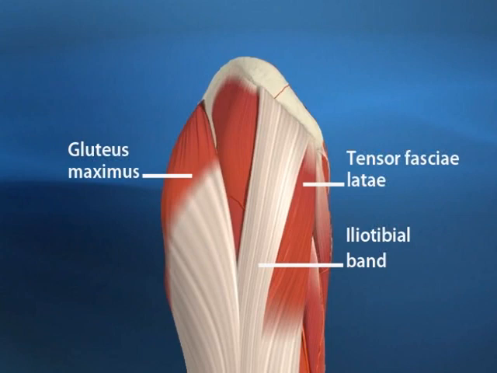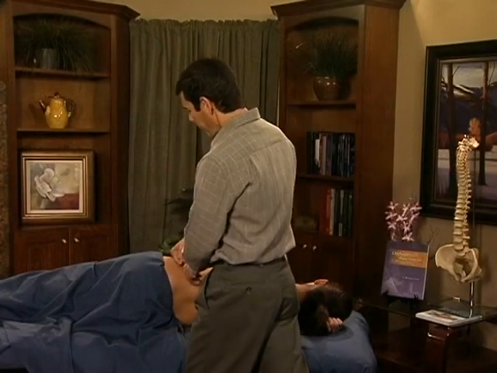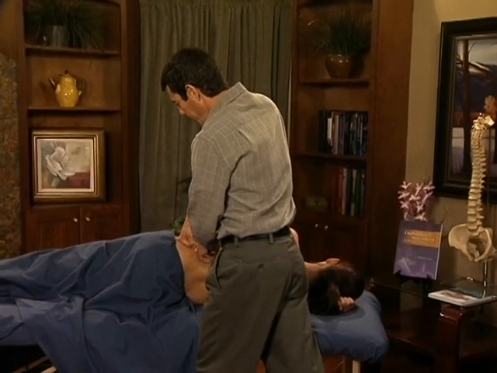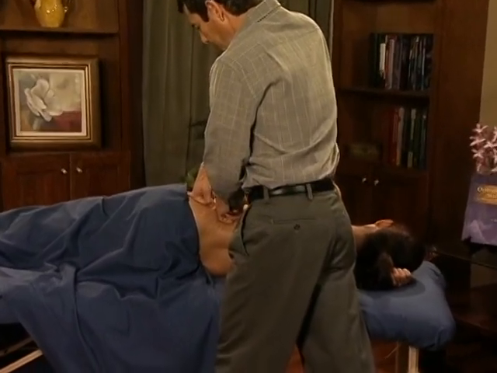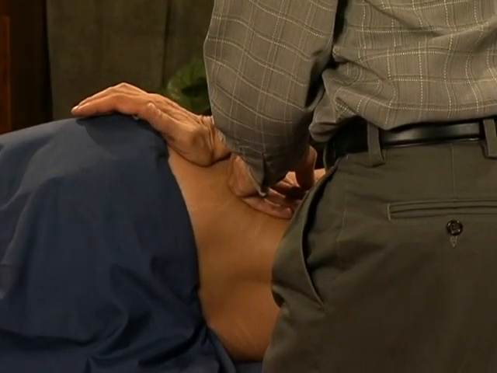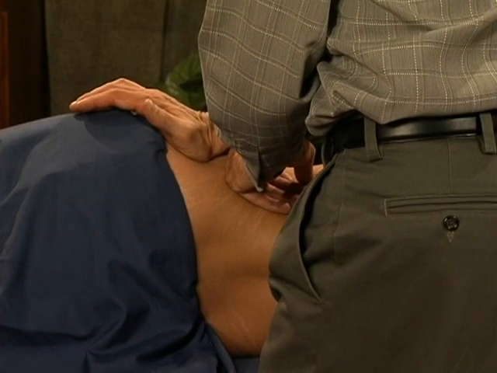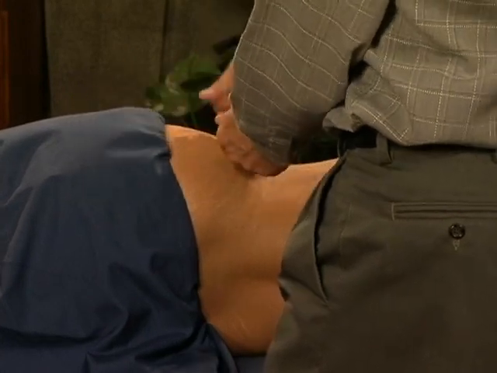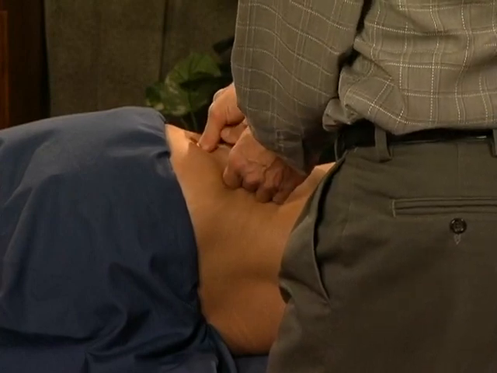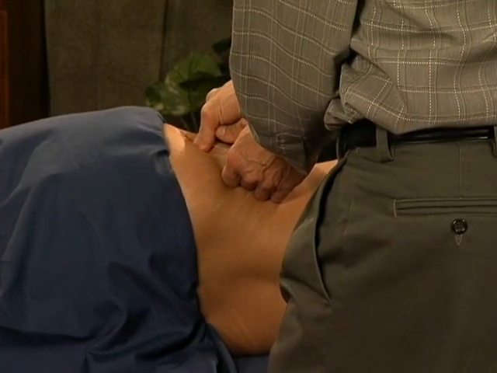Static compression is effective for deactivating trigger points and preparing the muscle for deeper, more specific work. You can begin by applying static compression with a broad contact surface, such as the back side of the fist or the heel of the hand. And then a more specific contact surface, such as the thumb or a fingertip, directly on the hip abductor muscles.